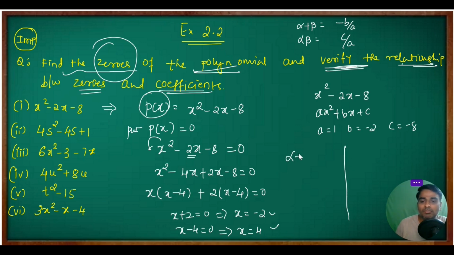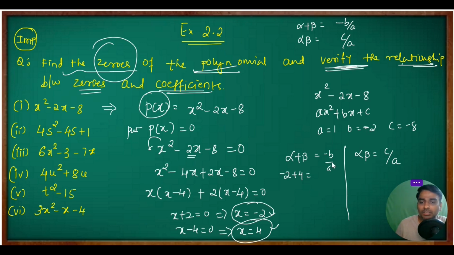So let me write here sum of zeros, that is alpha plus beta, equal to minus b by a. And here I will write alpha beta equal to c by a. I will just check whether LHS equals RHS or not. What is my alpha? My alpha is the first zero, that is minus 2. And what is my beta? The second zero, that is plus 4.